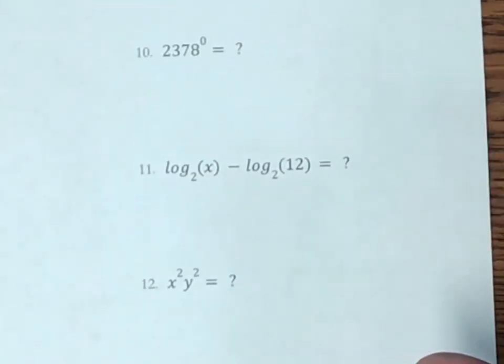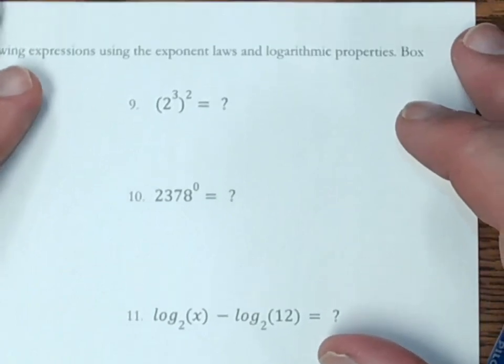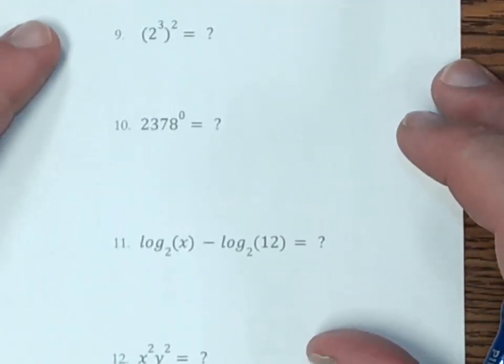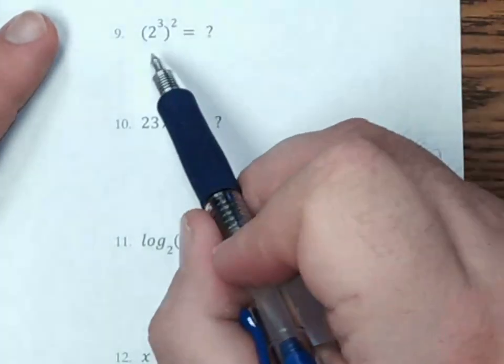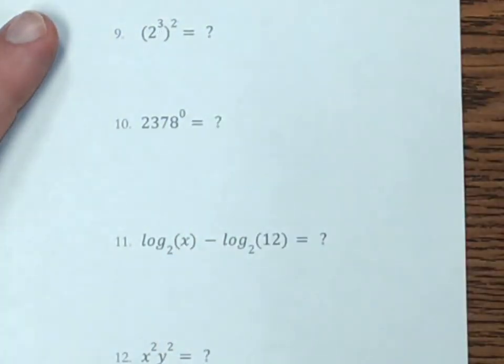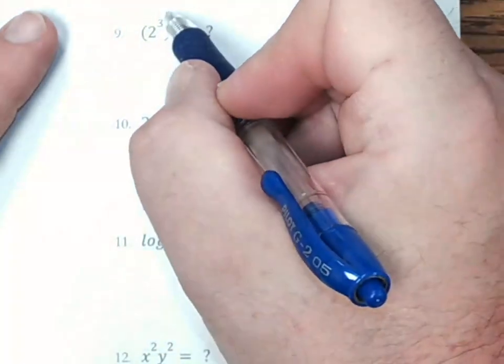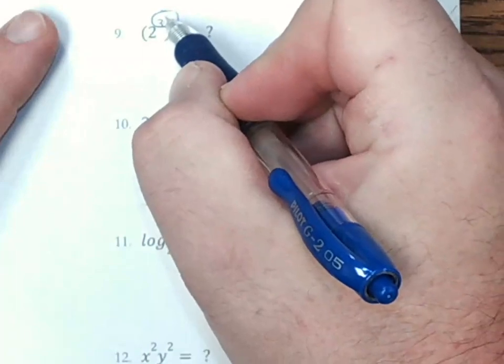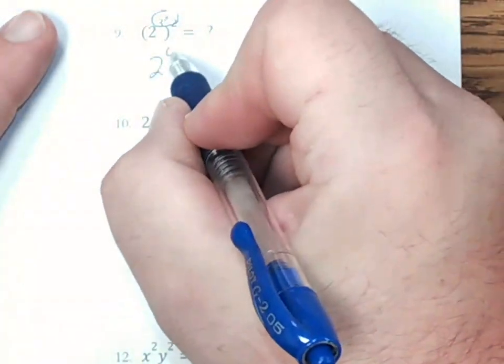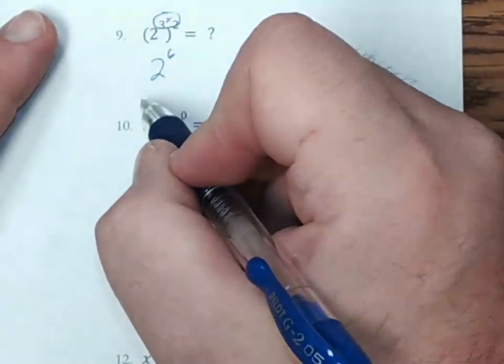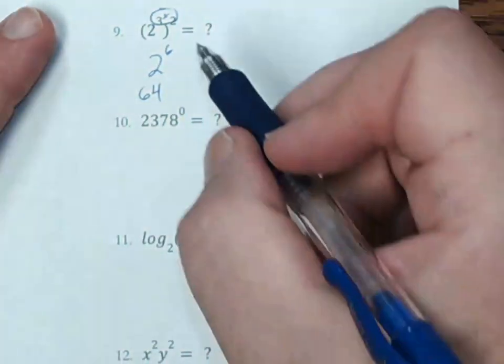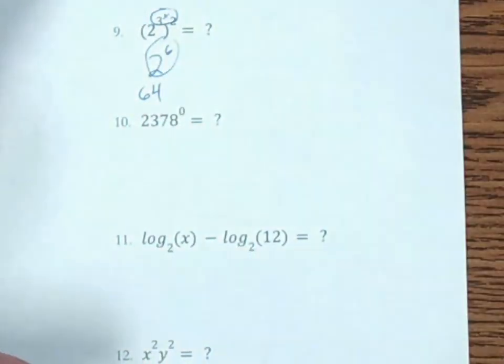Halfway done. I don't want to go too fast, but these are pretty quick. 2 to the 3rd squared. So our law says we can multiply those. So this is 2 to the 6th. And if you want to evaluate it, you can write 64. That works as well. I'm looking for this. That's fine.